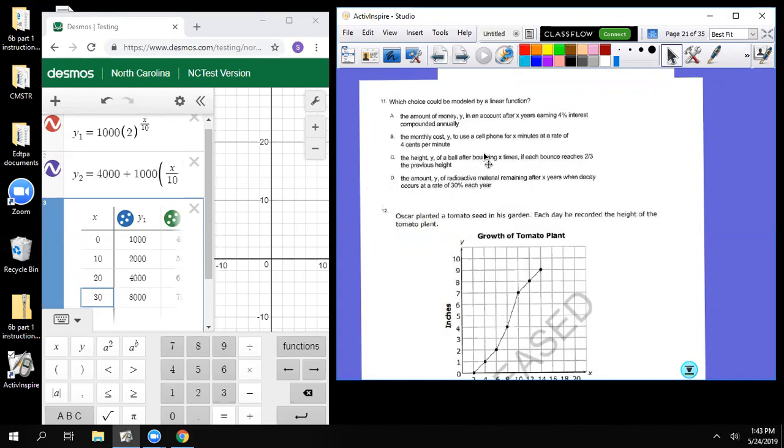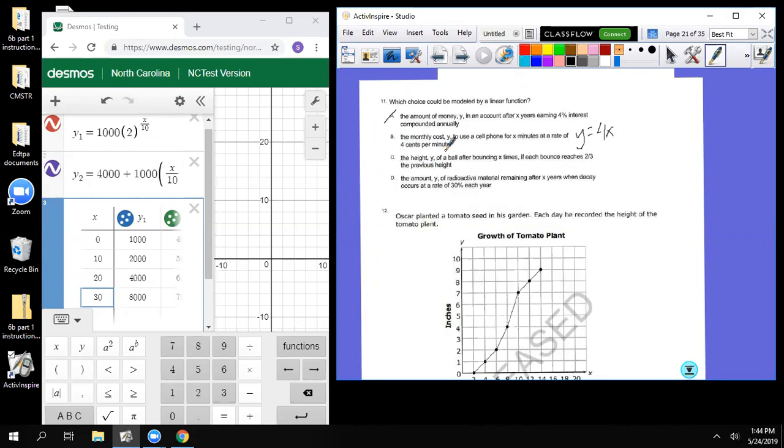linear. All right, so the first thing, it says the amount of money in an account after X years earning 4% interest compounded annually. Okay, so interest compounding annually is automatically going to be something that is exponential. The monthly cost Y, okay, let's write it, to use a cell phone for X minutes at a rate of 4 cents per minute, so 4X, well, that is linear, so that's an option.